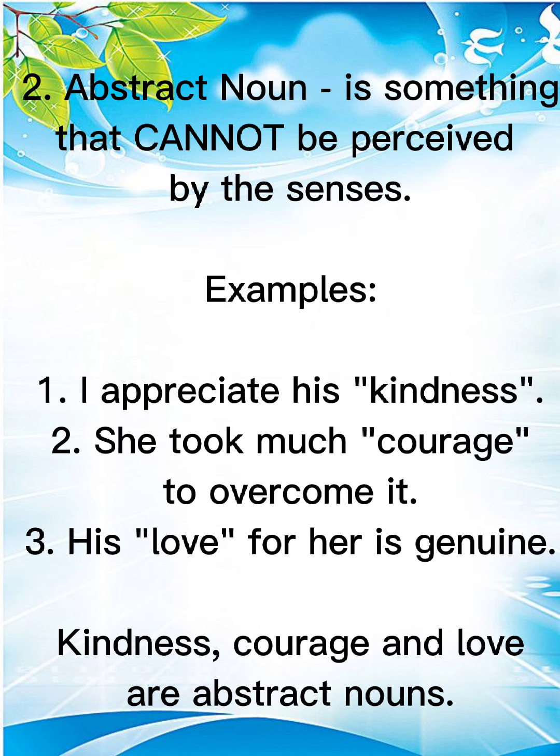Number 2 are abstract nouns. An abstract noun is something that cannot be perceived by the senses. This is contrary to concrete nouns. Examples: 1. I appreciate his kindness. Kindness cannot be perceived by the senses. 2. She took much courage to overcome it. Courage, like kindness, cannot be perceived.